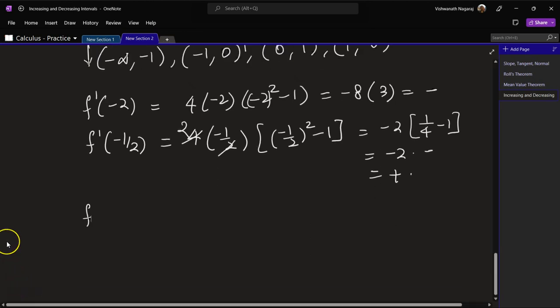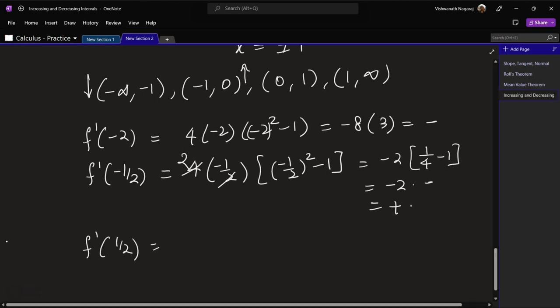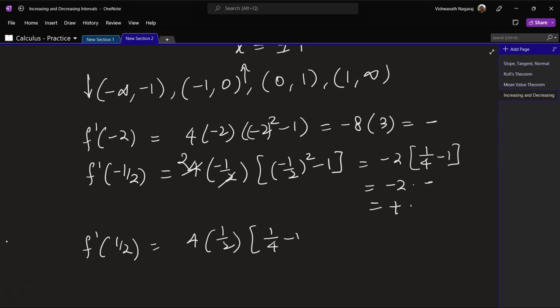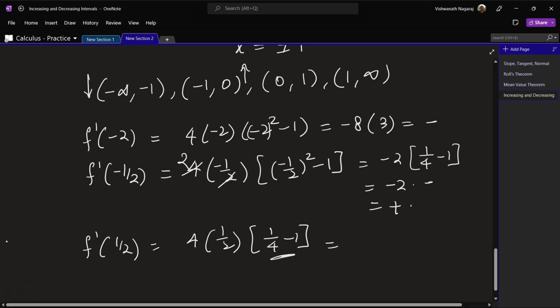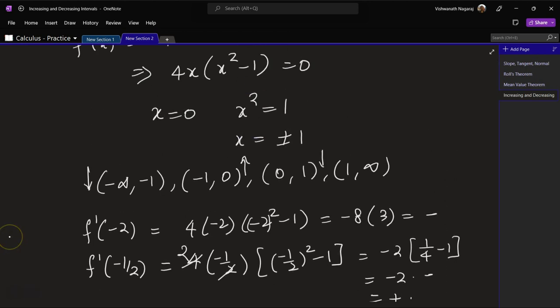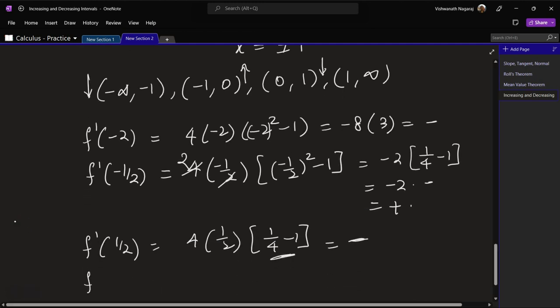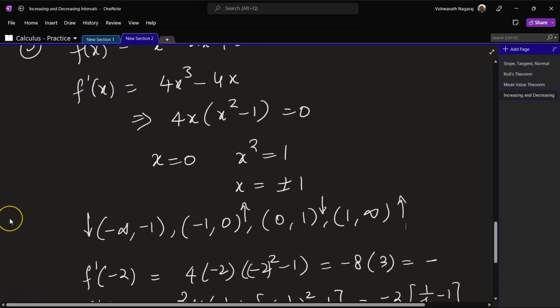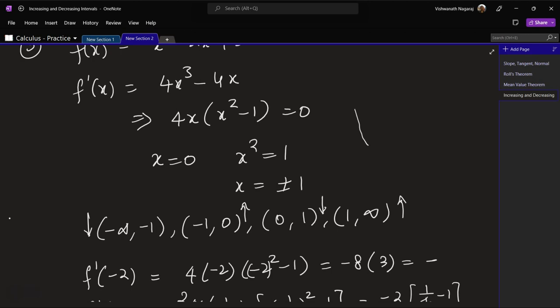Now let's look at the next interval, that is 0 to 1. So f prime of half, this gives us 1 by 2, and then here we will have 1 by 4 minus 1. So this will become negative. So the overall thing is negative, which means that in this interval it will be decreasing. Now let's look at f prime of 1 to infinity. So let's take 2. So 4 times 2 times 2 square is 4 minus 1, which gives us a positive, which means this is increasing. So how would the graph look? Here it is decreasing, then increasing, then decreasing, and then finally increasing, and these are the critical points.